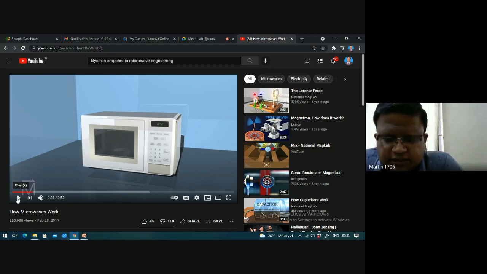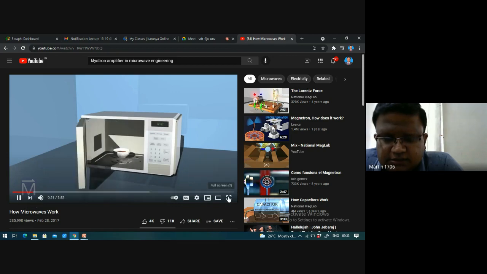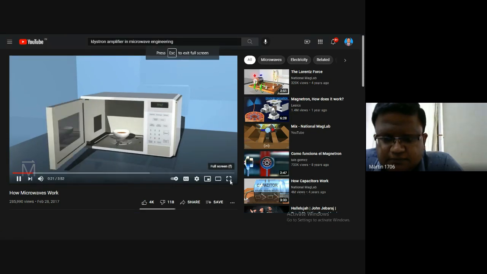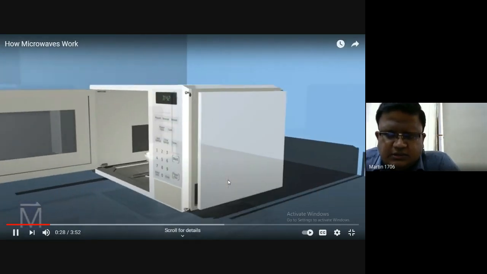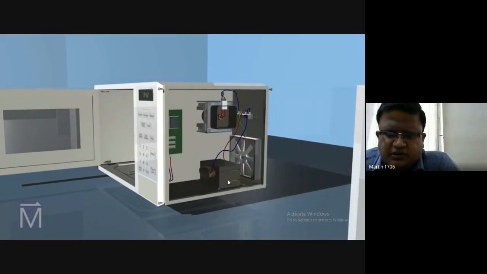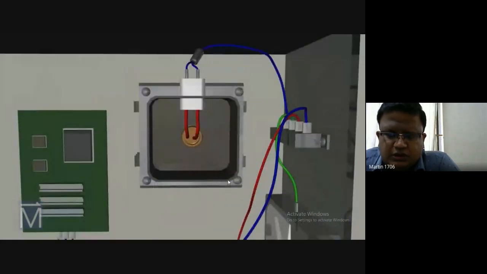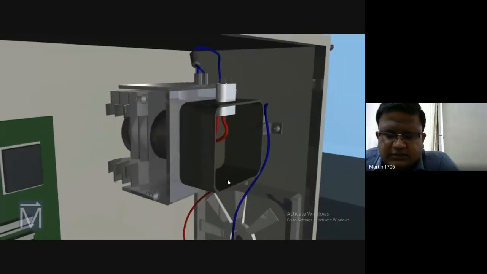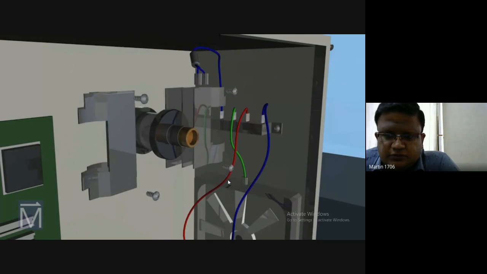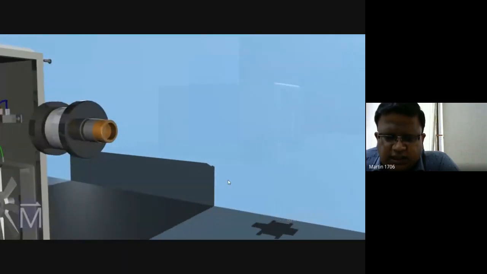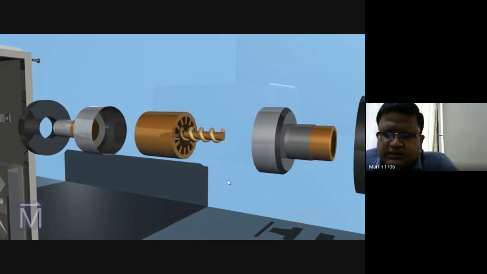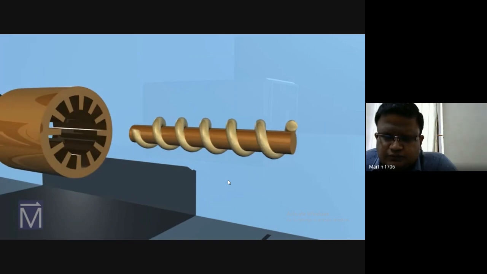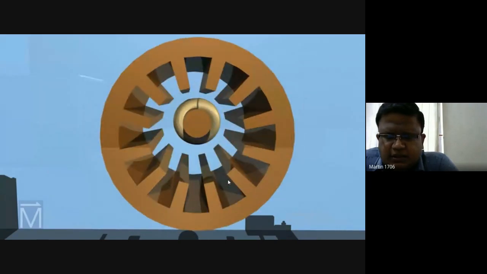This is the device we use day to day. Just look at this animation. I don't know whether the audio is coming or not, but there is no need of audio. You should know what the microwave gadget inside the microwave oven is. It contains the active device only. This device is called the magnetron. Please see, they have shown it dismantled and how it has been assembled.